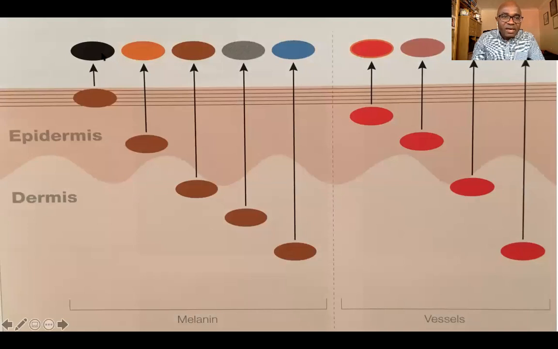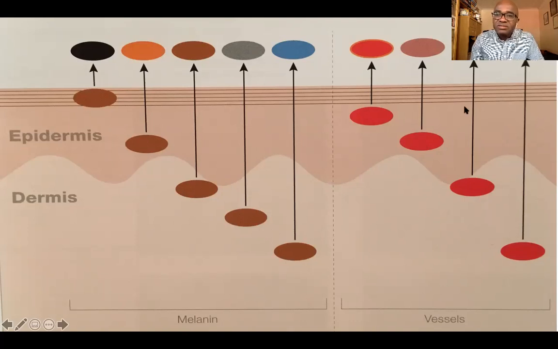So the melanin will look black in the epidermis, on the cornified layer around the surface. It looks a little bit orangey in the middle, and then brown around the basal layer, the dermo-epidermal junction. And then it looks a little bit gray if it is deep in the dermis, or deep blue in the reticular dermis. So in the papillary dermis, it will look a little bit grayish, but in the reticular dermis, it looks blue.